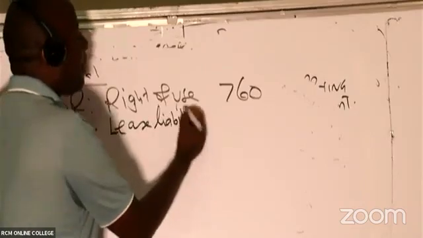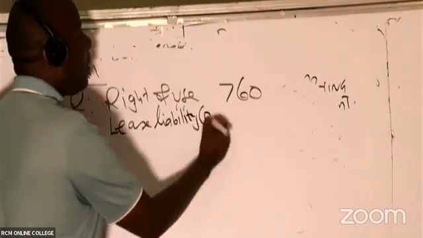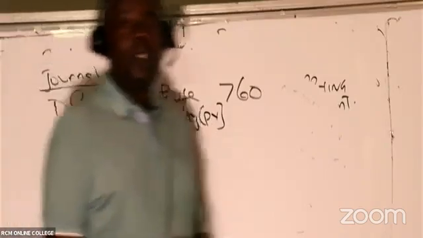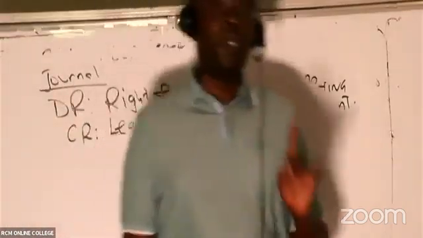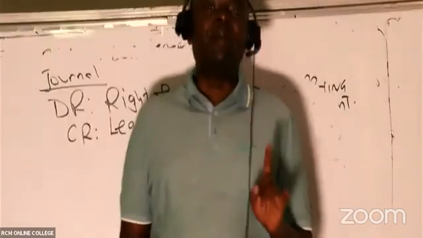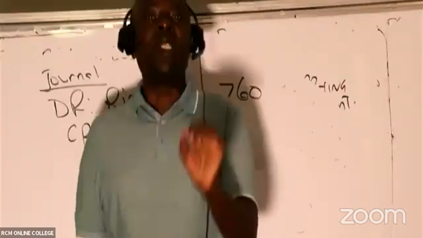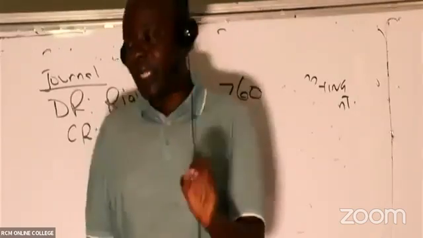Lease liability in this case will be the same as the present value. This one now, they will not be the same, because remember here, the right of use I've been able to apportion, but the present value will still be the lease liability.